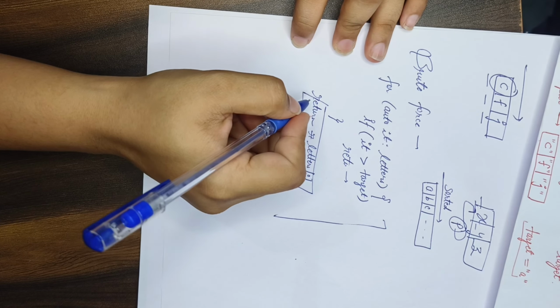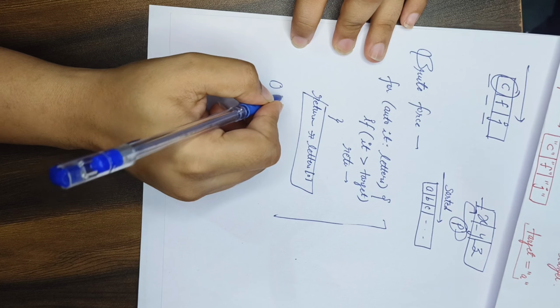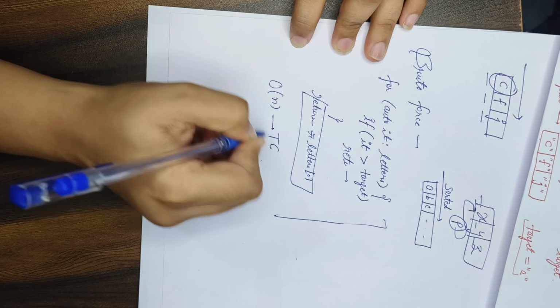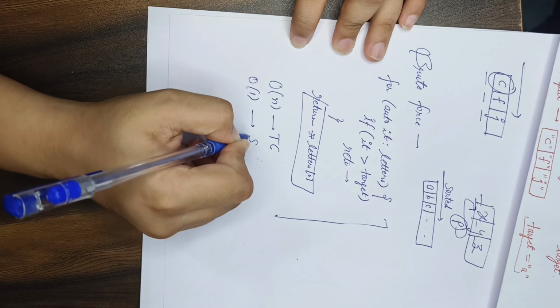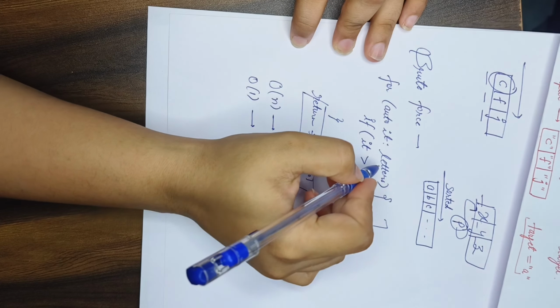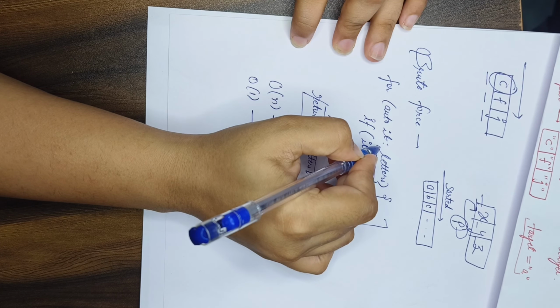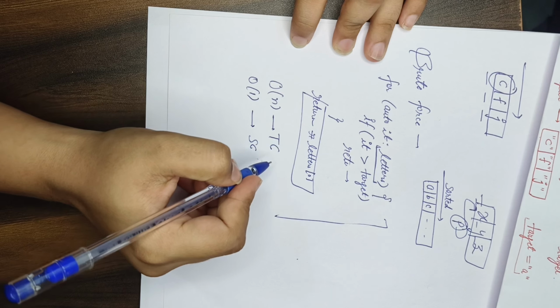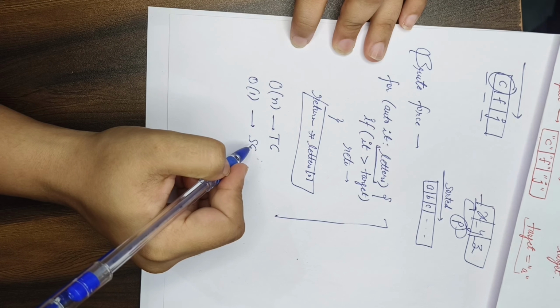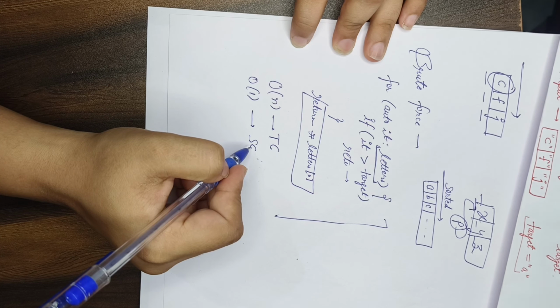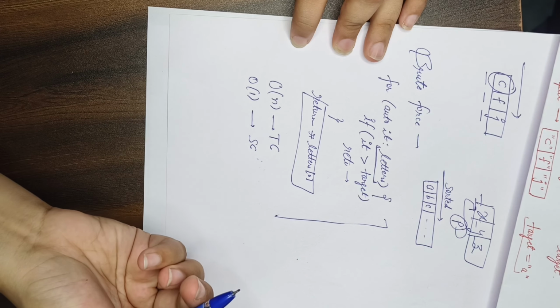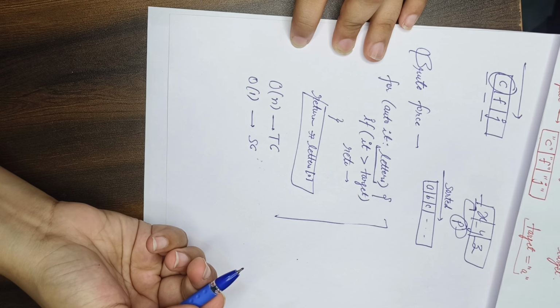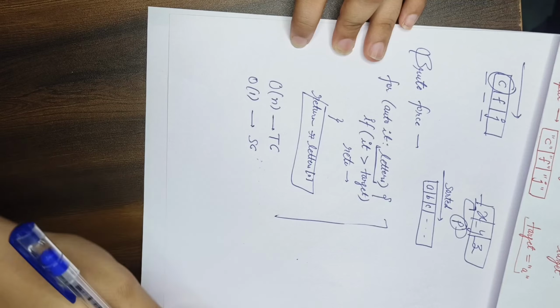In this approach, we are using order of n time complexity and order of 1 space complexity. Why? Because the whole array is traversed once. So time complexity will be order of n and space complexity will be order of 1. What if I try to optimize this solution? Yes, there is a way.